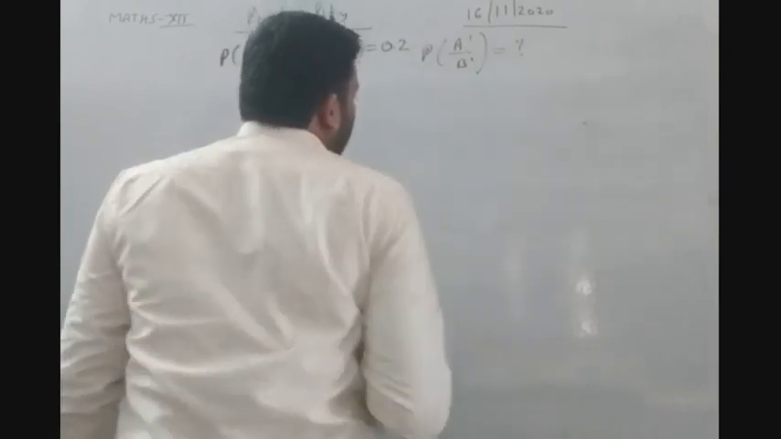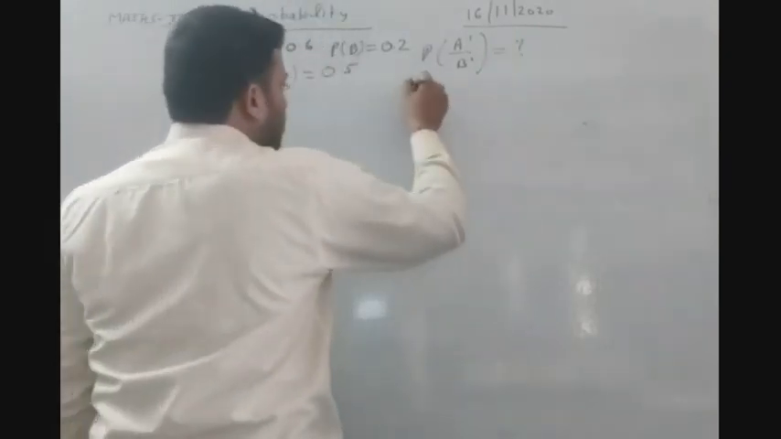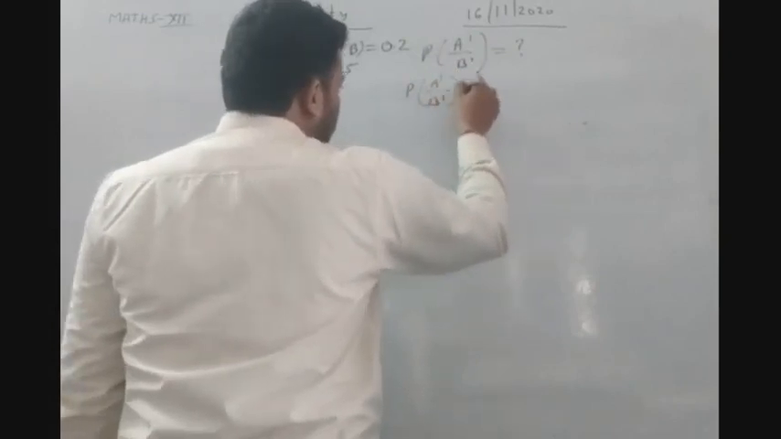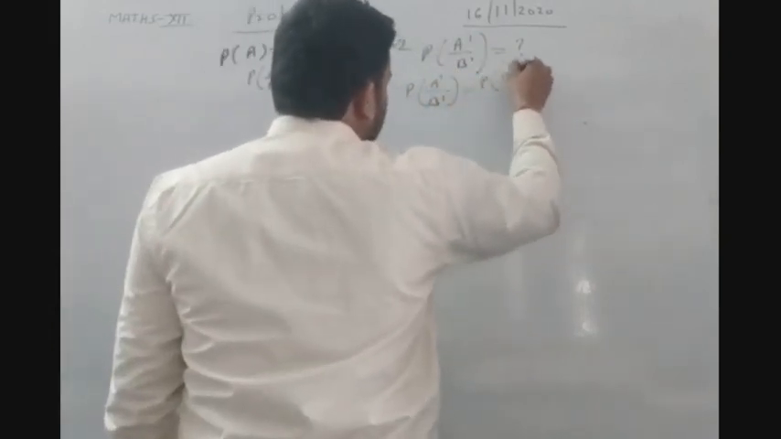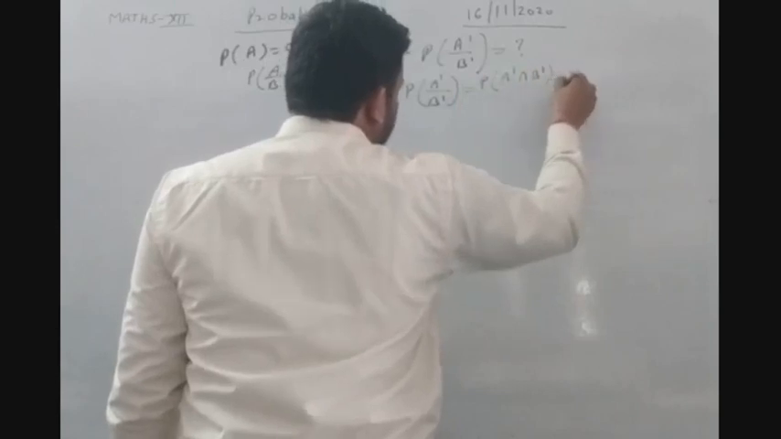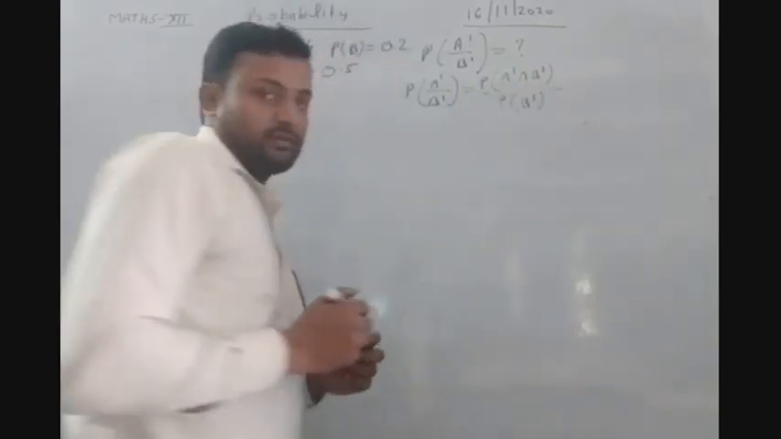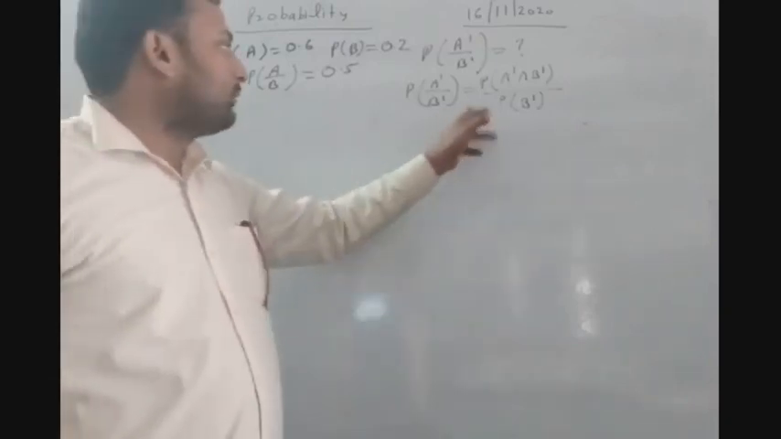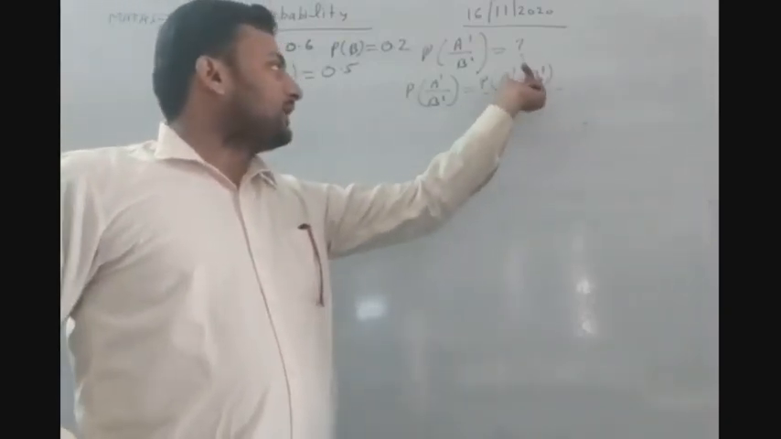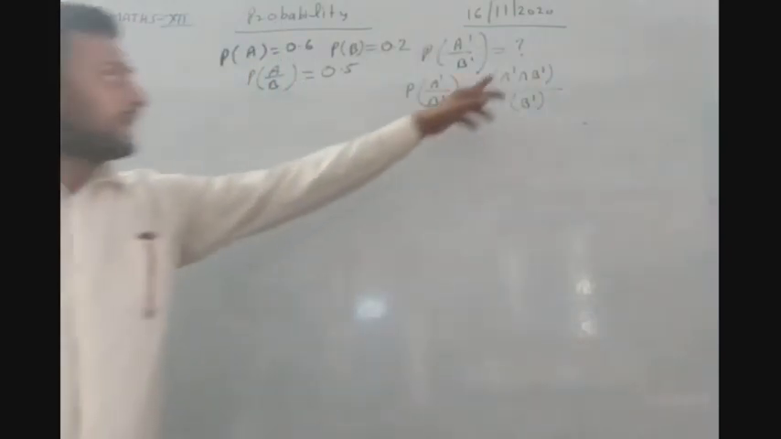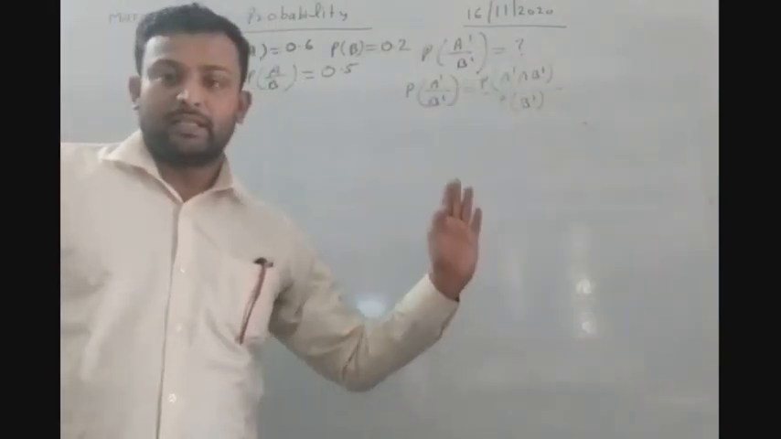This is what we have to find, and probability of A dash by B dash is equal to probability of A dash intersection B dash divided by probability of B dash. Okay, this is the formula. So we have to find out this and this. Dash means complement of that.